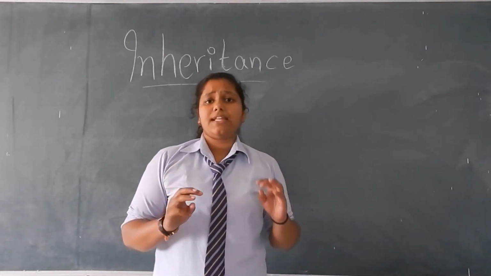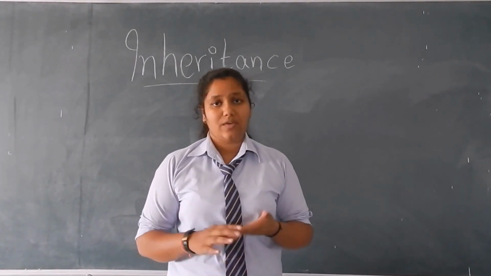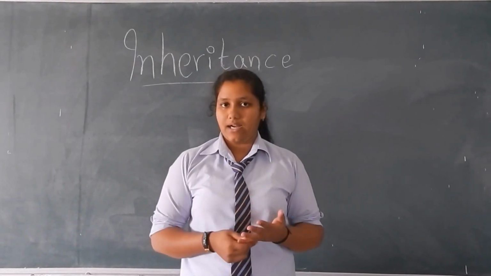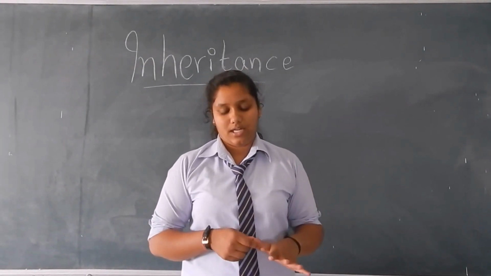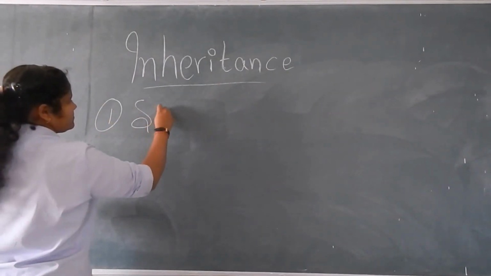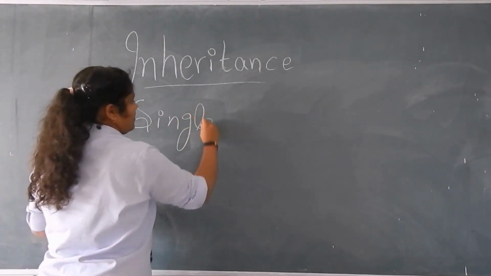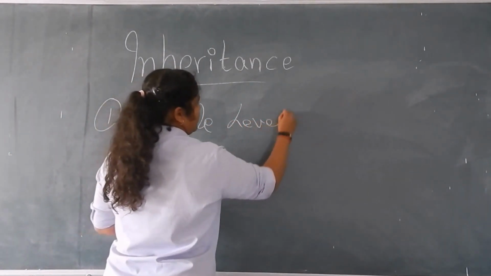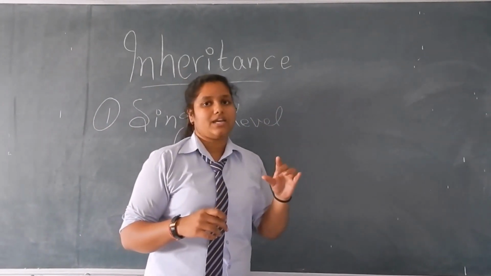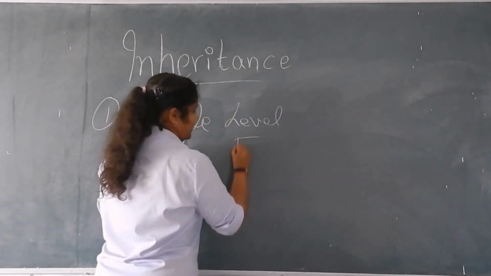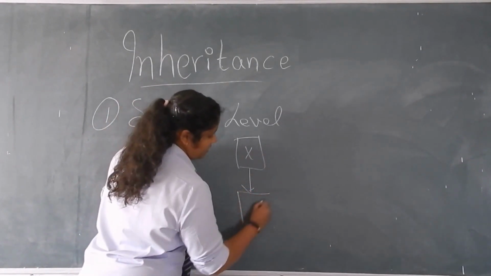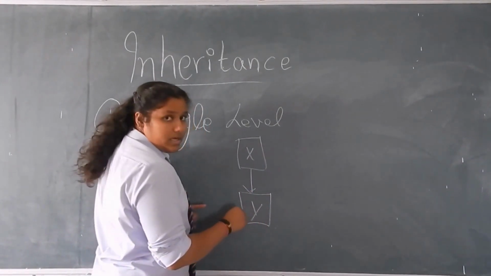There are mainly 5 types of inheritance: single level inheritance, multilevel inheritance, multiple inheritance, hierarchical inheritance, and hybrid inheritance. So, the first inheritance is single level. In single level inheritance, a derived class inherits from a single base class. That is, if we have a base class, say X, it will give its properties to class Y.